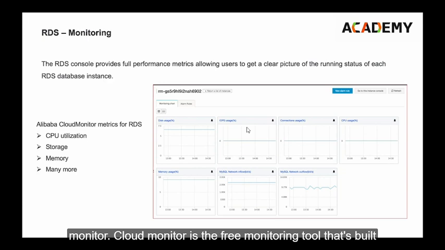Cloud Monitor is the free monitoring tool that's built into the Alibaba Cloud platform. We also use this to monitor other services like ECS. And for RDS, Cloud Monitor can record storage usage, memory usage, so that's RAM utilization, CPU usage, and many more.